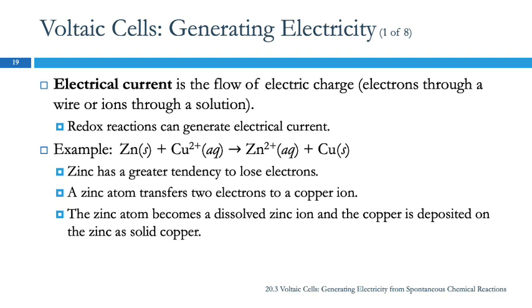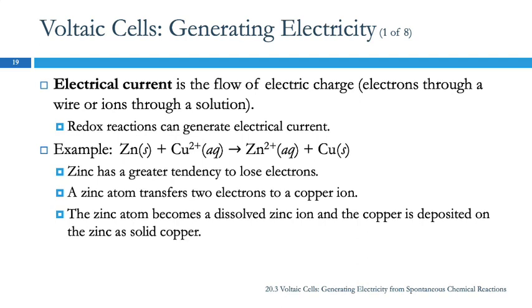So if we look at zinc and copper, zinc has a greater tendency to lose electrons than copper does. And so the zinc atom will transfer 2 electrons to a copper ion, and the result will be zinc ions and solid copper. It doesn't work spontaneously the other way around. Zinc just likes to get rid of its electrons more than copper does.